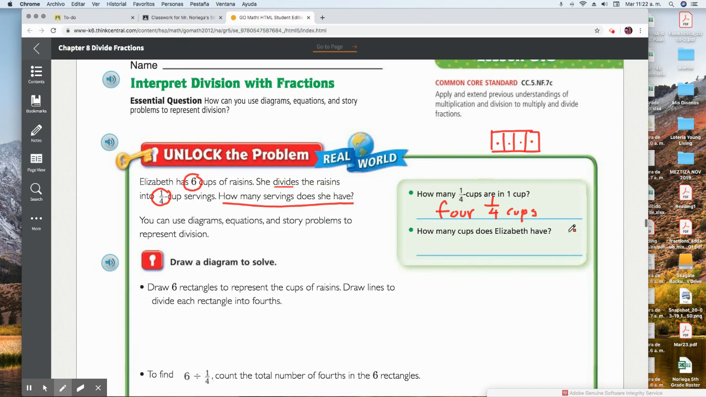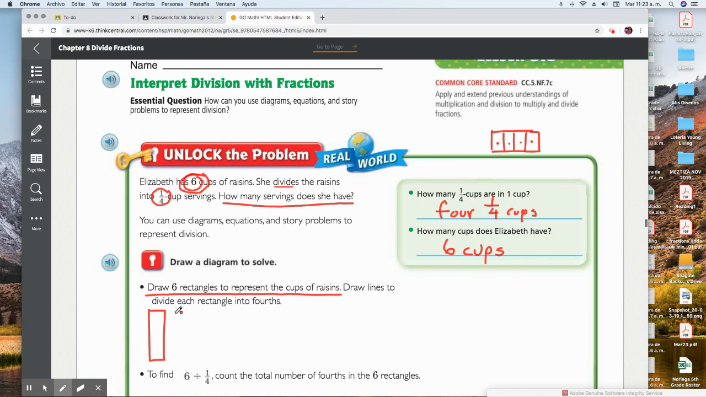Okay. Next question. How many cups does Elizabeth have? What was the first number that I circled? 6. So we are going to write that she has 6 cups. Okay. So how are we going to solve this problem? By drawing a diagram. The first bullet is asking to draw 6 rectangles to represent the cups of raisins. So we're going to draw 6 rectangles.